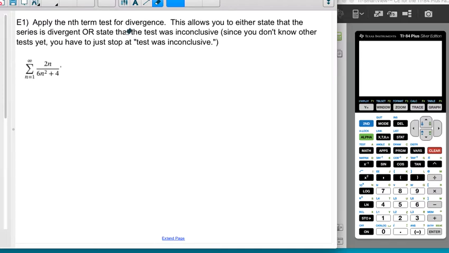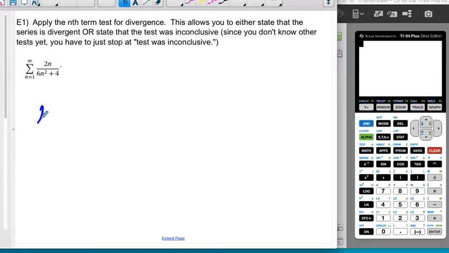So we're going to apply the nth term test for divergence. This allows me to either say that the series diverges or state that the test was inconclusive. I cannot know anything with any certainty if this thing doesn't diverge. If the test is inconclusive, then the series might converge, it might diverge, but we just don't know any other tests yet. As we move forward in later videos, you'll learn other tests to do this. But for right now, you only know this one test. Technically, you also know about geometric series, but none of these are geometric.